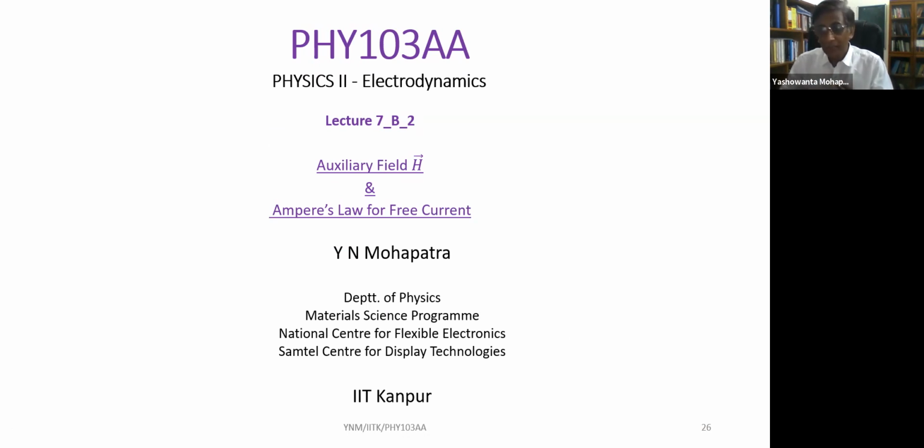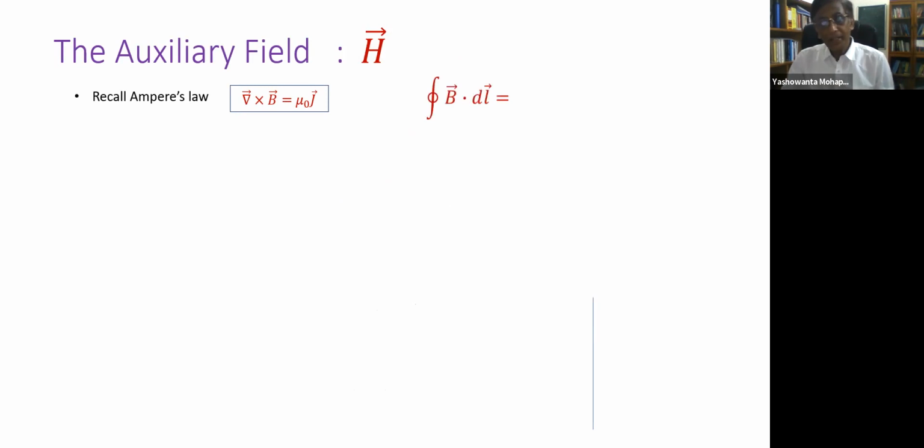Okay, and of course Ampere's law for free current, analogous to what we had in electrostatics. So let's consider what is called the auxiliary field H. Recall Ampere's law: del cross B, or curl of B, is mu naught J, and its integral form is the closed integral of B dot dl equals mu naught I enclosed.